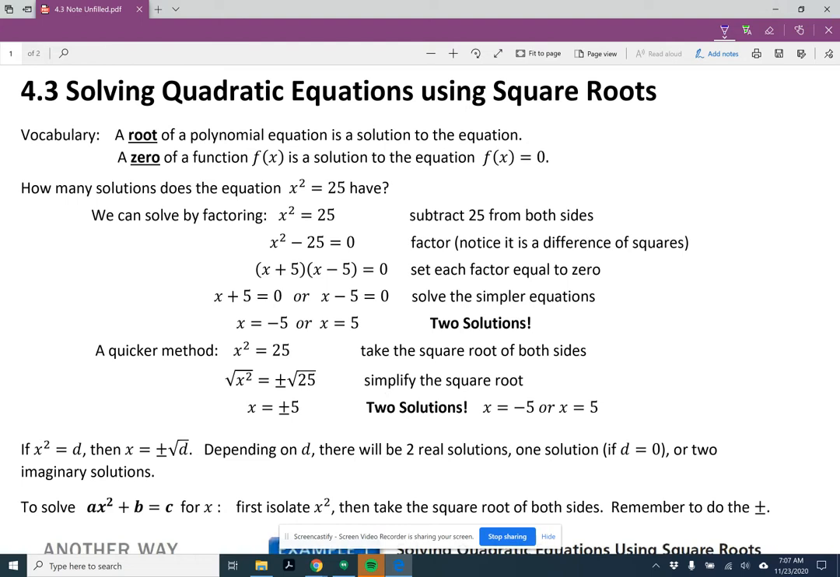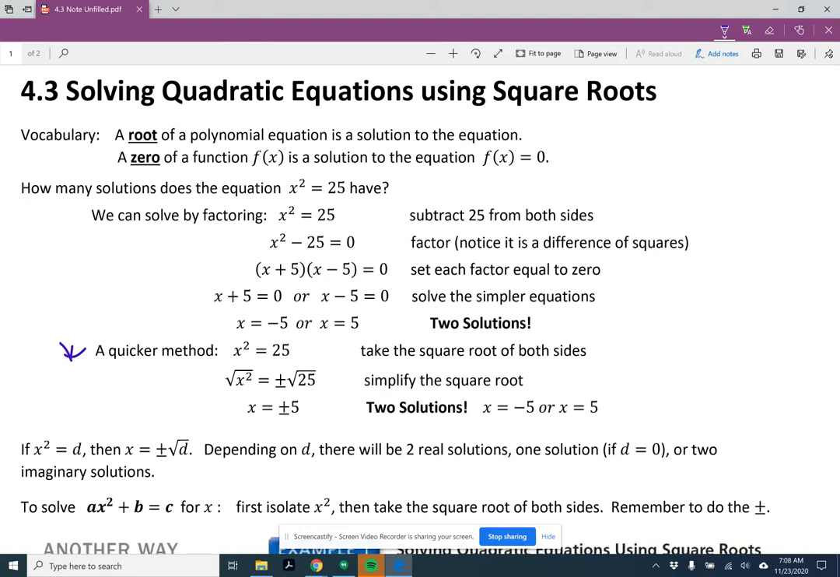Now, when we have done equations like x squared equals 25, read through the solution to that. It's solved by factoring, and there are two solutions. So we set it equal to 0 right here. We factor it using the difference of squares pattern. And then we set each factor equal to 0, solve the simpler equations, and we get two solutions, x equals -5, x equals +5. Now, there is a quicker method, and that's going to be our focus today.